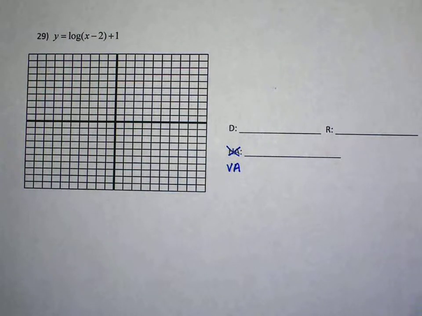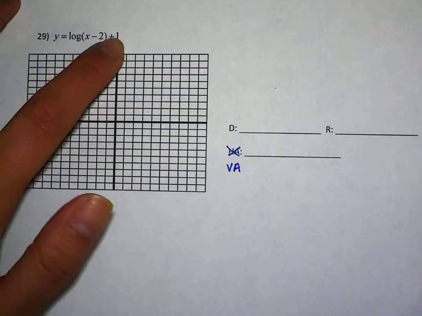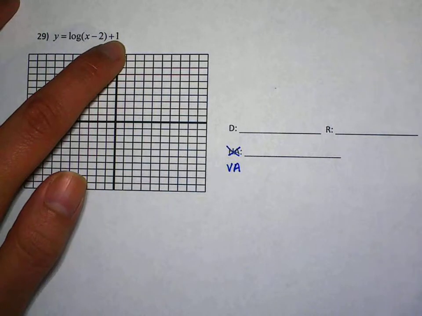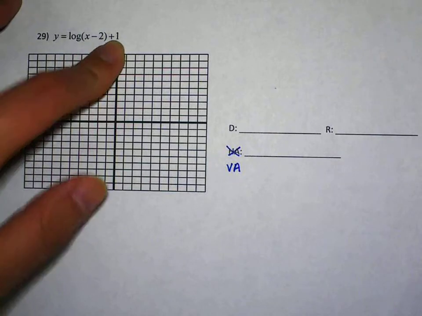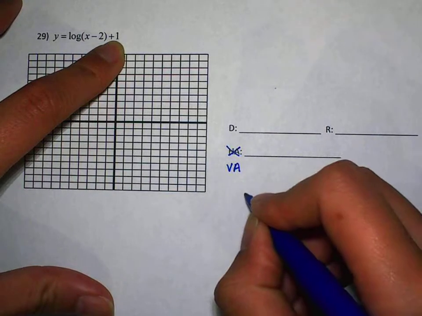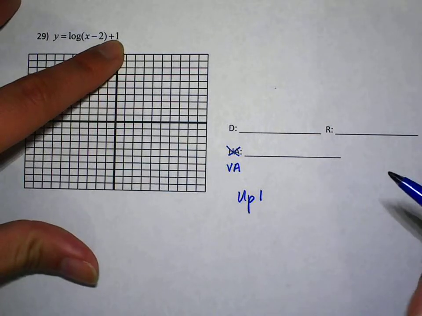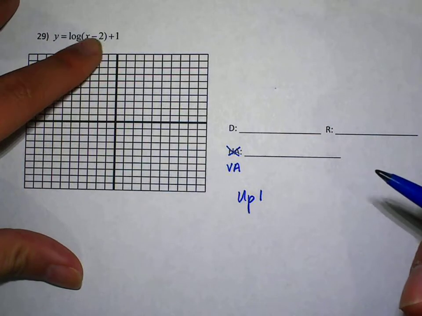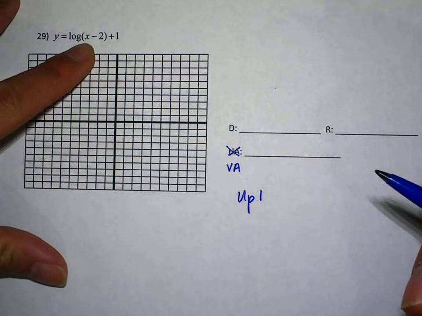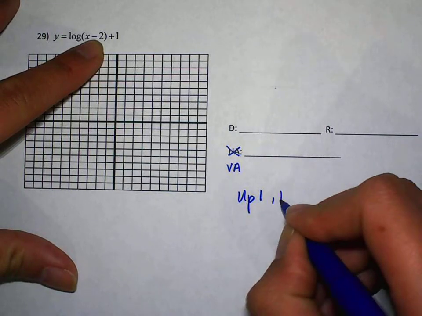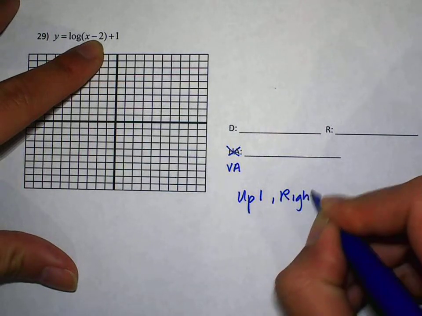Alright, so let's look at the transformations. We still have a +1 on the outside, and understand that it's not always going to be up 1, it's just in these practice problems, they're all +1 at the end. The -2 is attached to the x, so if it's -2, I'm going to move it to the right 2 spots.